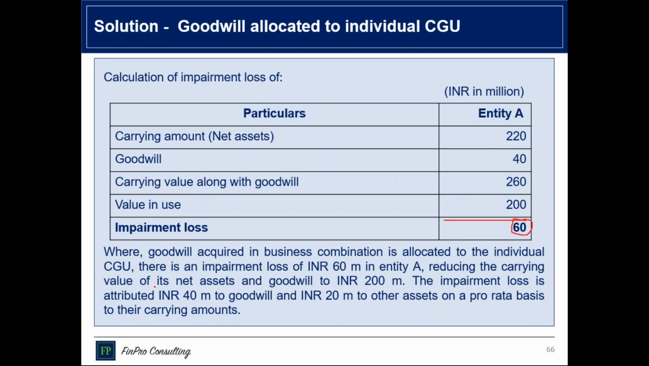So wherever there is goodwill which is recognized in a business combination or an acquisition, the impairment loss is 60 million in this entity A, whereby it would reduce the net assets and the goodwill to the extent of 200 million. So the impairment loss which is attributable to the goodwill is 40. The entire goodwill will be written off, and the other portion, which is 20 million, would be allocable to other assets on a pro rata basis if the actual amount is not determined.